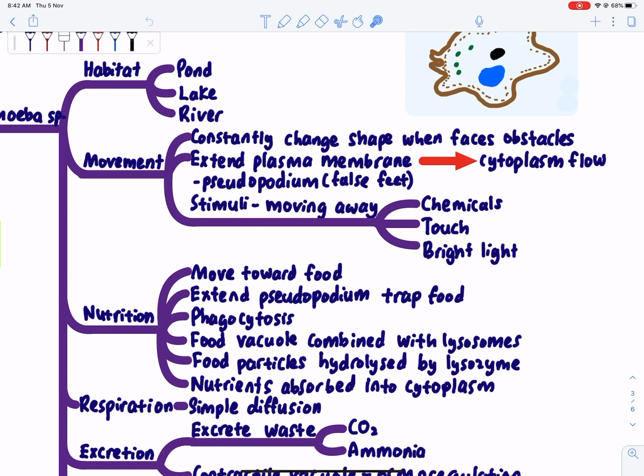They have the ability to extend and to move towards a certain object, or move away from that particular object or stimulus. For example, if there is a very high temperature at one place in the water, then they will extend their plasma membrane and move away from that high temperature, going to a more suitable temperature of the water. They constantly change the shape of the plasma membrane.